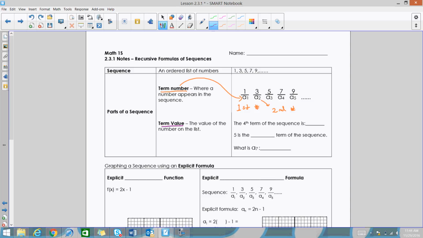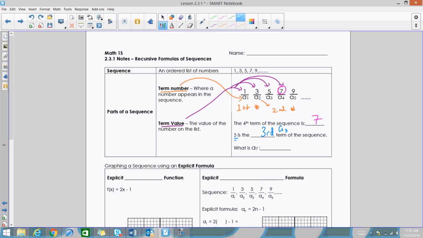Your term value is the value of the number in the list. So the first value is 1, then it's 3, then it's 5, then it's 7 and 9, and so on and so forth. So that's the value, but the term number is the first number in the sequence, the second number, the third, the fourth, and the fifth. All right. Now, the fourth number in the sequence, if you looked at this sequence right here, the fourth number in our sequence is 7. 5, all right? So now look here, 5. So it's right here. 5 is the third term, also known as A3, all right?